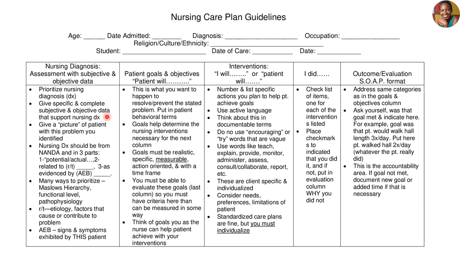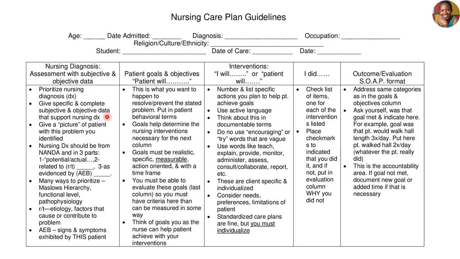So related to is simply a reference to your etiology or factors that are causing the disease, or the pathology that is contributing to the problem and the symptoms that you're seeing in your patient. Then the last part is the evidence, which can normally be written as AEB, or if you like, in full, you can just write evidenced by. Evidenced by are simply the symptoms or the data that you evaluated on your patient that indicated the specific diagnosis that you wrote there.